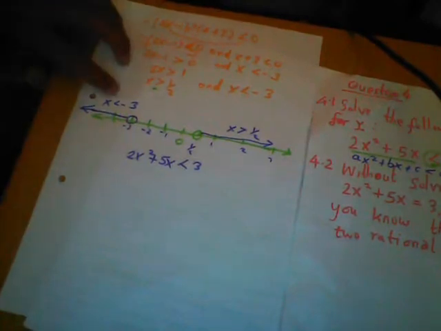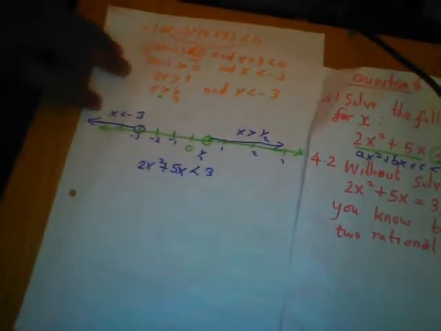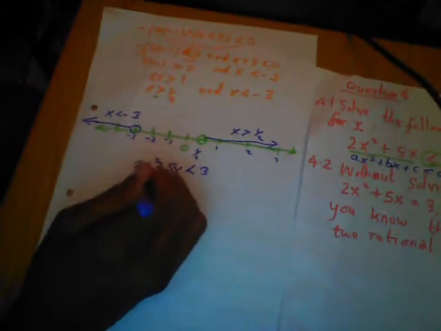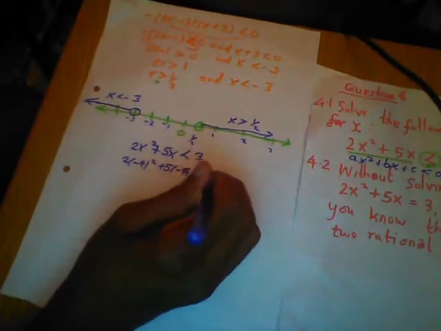So what we're going to do now, we're going to have to take a number and taste it. Okay, let's taste now. x less than -3, which number, for example, -4 is less than -3, -4, -5, -6. So let's say -4. So we say 2 times (-4) squared plus 5 times -4. We want to see if it's true, less than 3. We want to see what the number is.